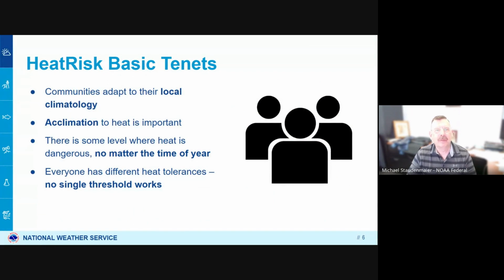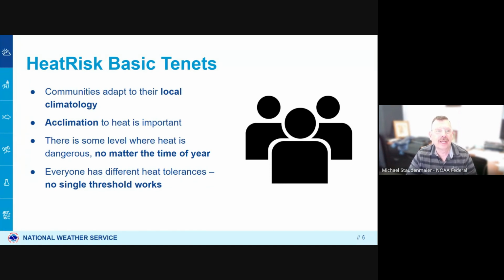When we started development work, we did a lot of peer literature review looking for nationally valid heat health findings which could inform our approach when we developed HeatRisk. For example, research showed that communities adapt and build to their local climatology, so we built in 2.5 kilometer resolution climatological information. Research showed that acclimation occurs on a time scale of a week or two, so we've created thresholds that change over that time scale, similar to how the normal climate curves change at each location.